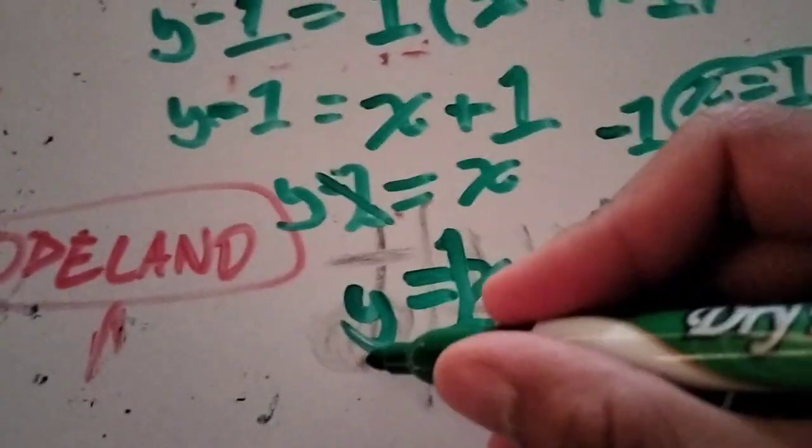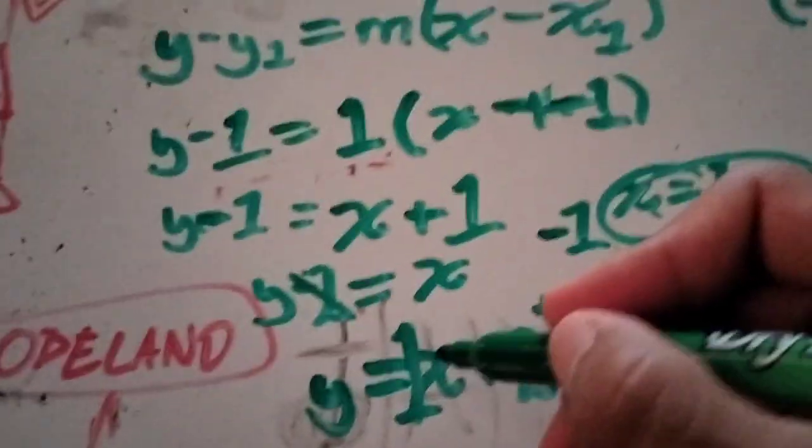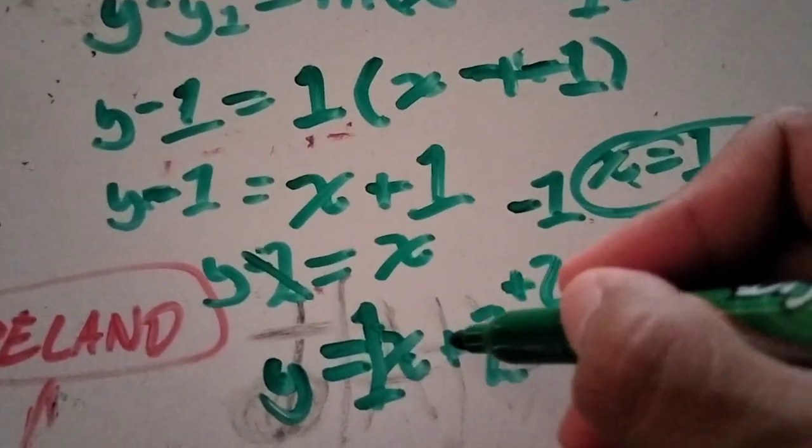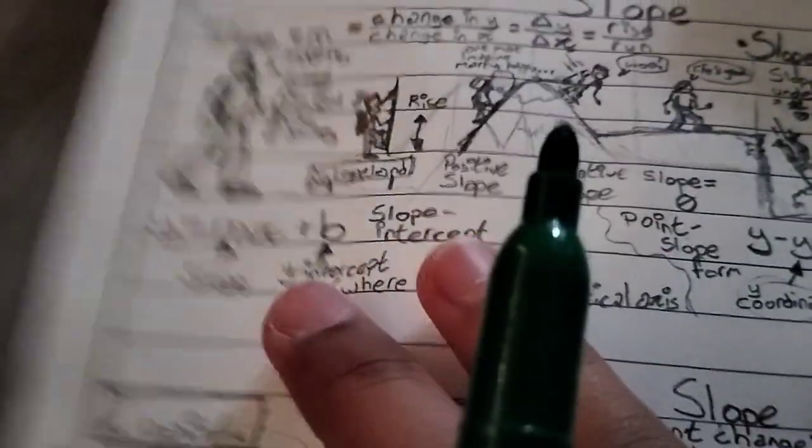Now if you can see, this is the slope intercept form. We have our y here, our slope, our x, and what's this, plus 2. Now if you look back at this, that's supposed to be the y-intercept. So this is a +2. This is the y-intercept.